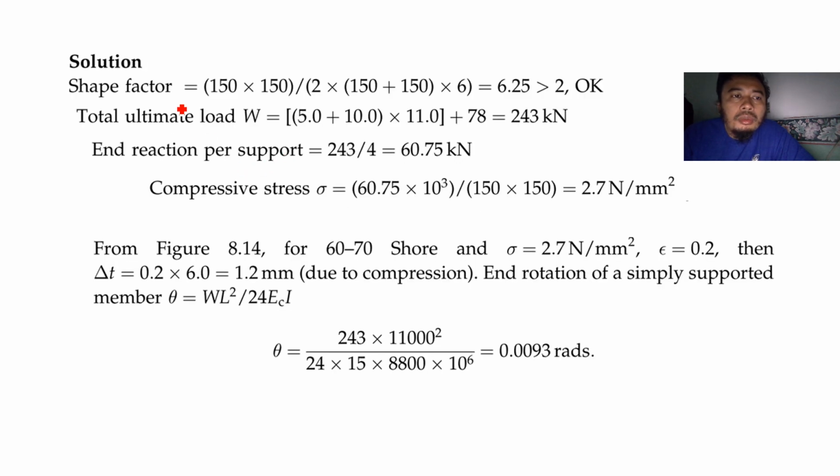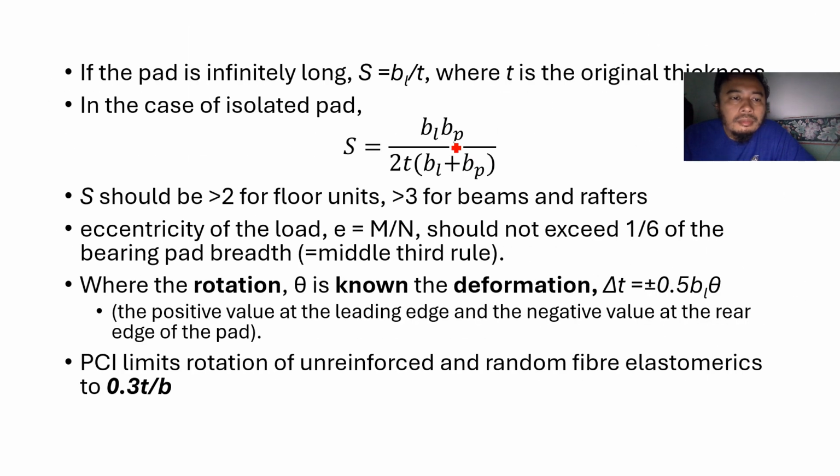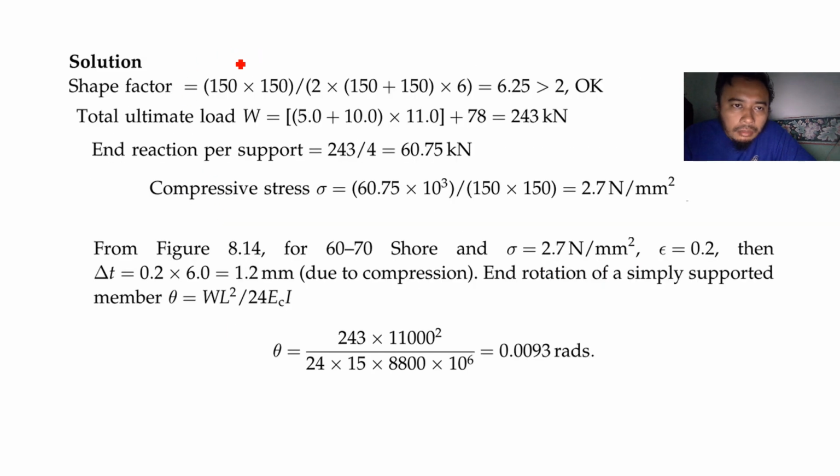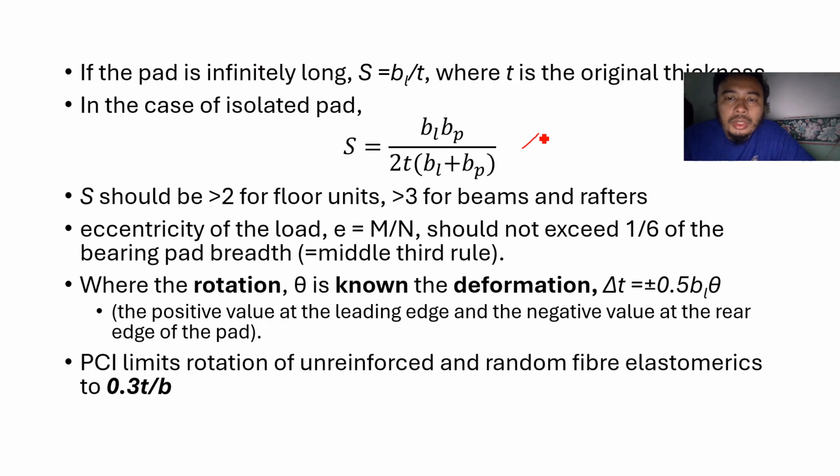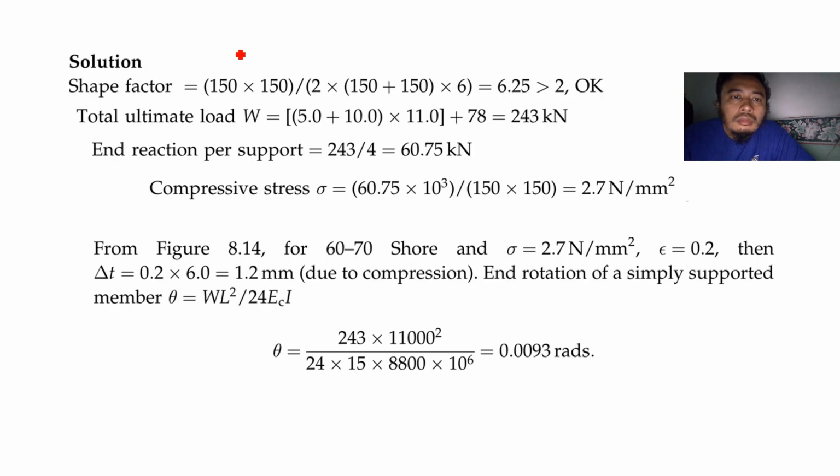So first, we calculate the shape factor as limited by PCI to be more than 2 for floor units. So we check using this equation. So this is your BL, this is your BP, this is your T, this is your BL plus BP. So if you calculate, you get 6.25, which is over 2, then it's okay.